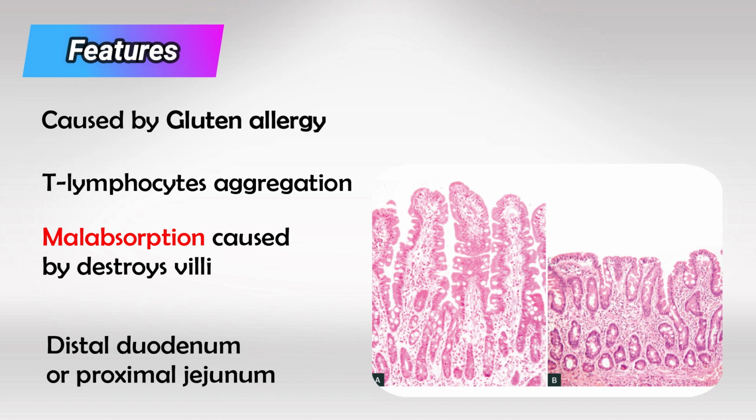So in short, if these patients eat gluten-rich food, locally in the intestine they will have destroyed villi and malabsorption. And of course, this leads to all sorts of problems from osteoporosis to anemia.